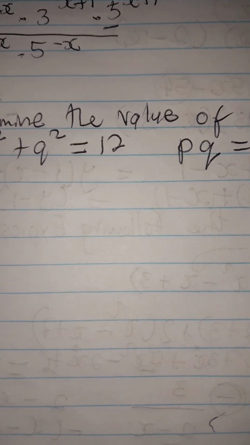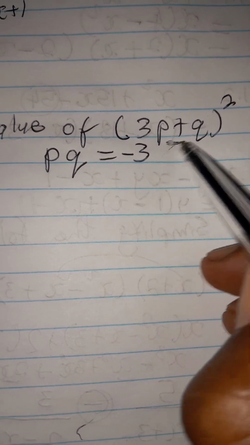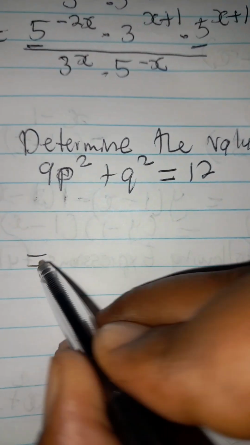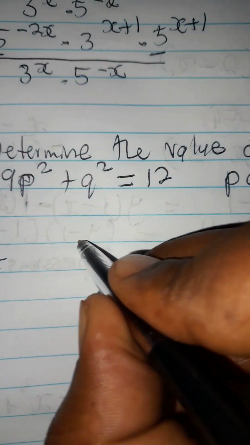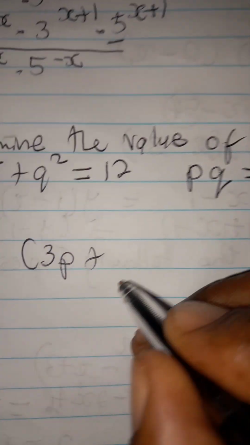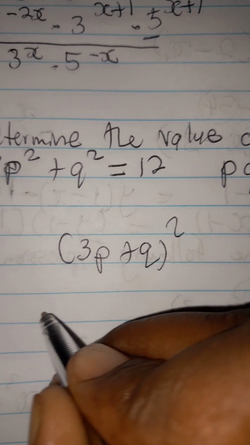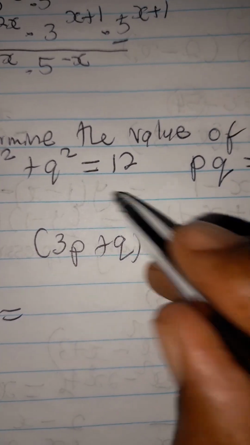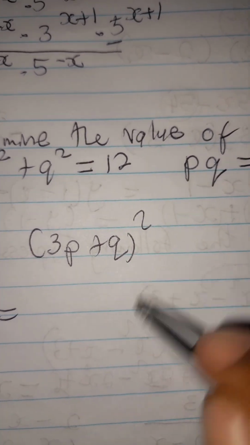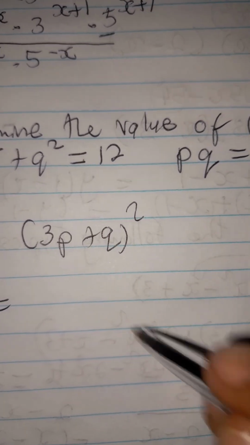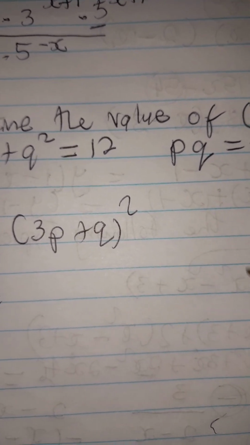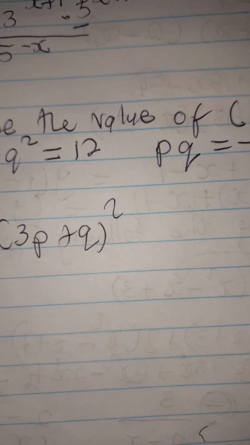Then let's go to our last question. Determine the value of 3p plus q, all squared. Let's see how we can simplify this. We are going to use this technique. You can repeat this because this is a repeated factor. We can say 3p plus q, open the bracket, 3p plus q again.